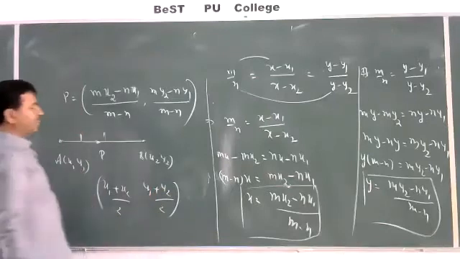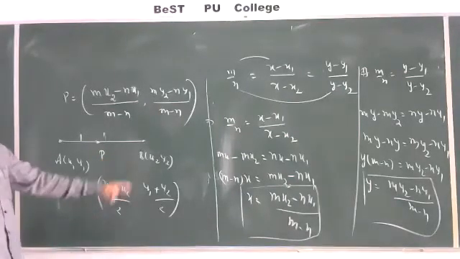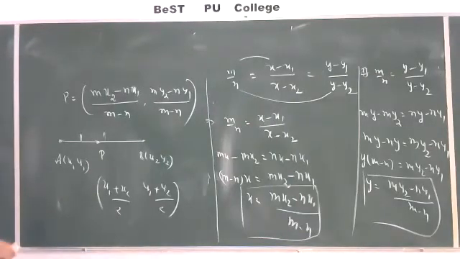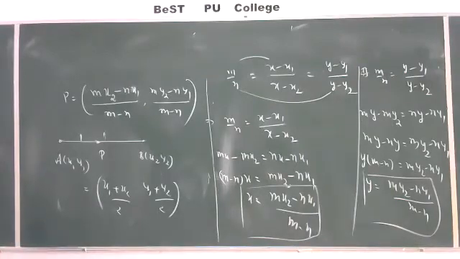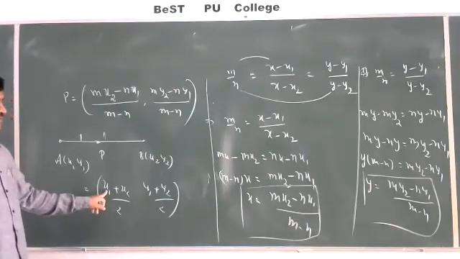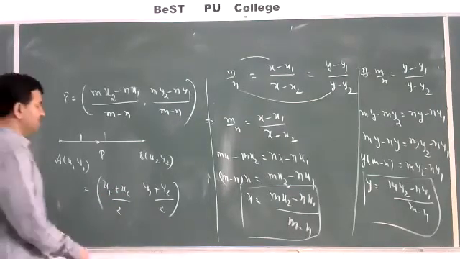Not done. The coordinates of the midpoint of the line joining A x1 y1 and B x2 y2 is x1 plus x2 by 2 comma y1 plus y2 by 2.